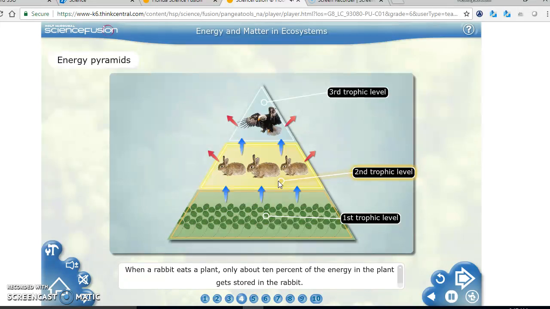Do you know why? When a rabbit eats a plant, only about 10% of the energy in the plant gets stored in the rabbit. The rabbit uses the remaining 90% of the energy for life processes, such as building and repairing body tissues, moving around, reproducing, and keeping warm. The energy is lost to the environment as heat. The lost energy is the reason why the second level of this energy pyramid is smaller than the base. About 90% less energy is stored inside it.